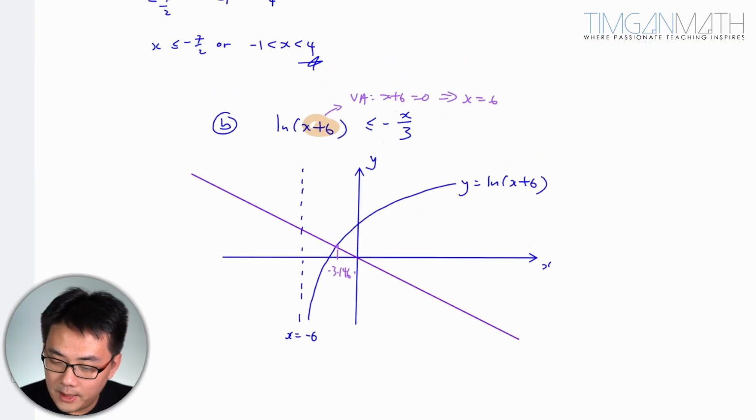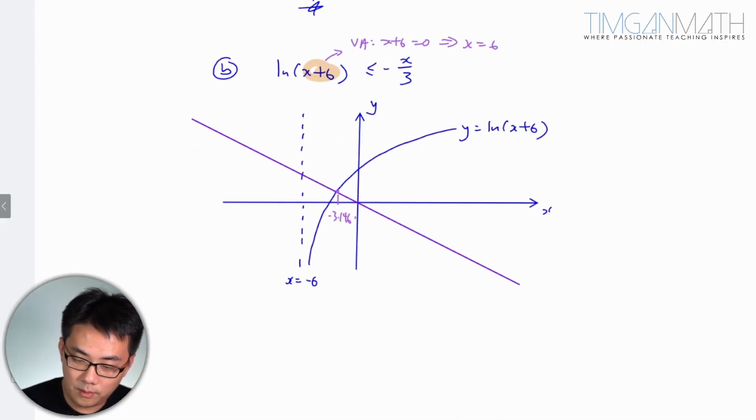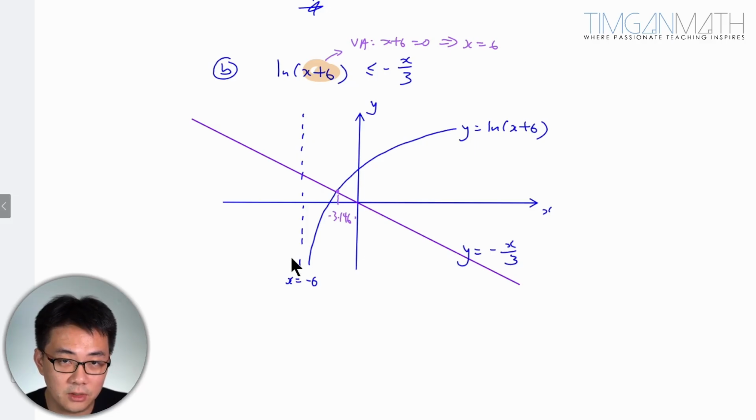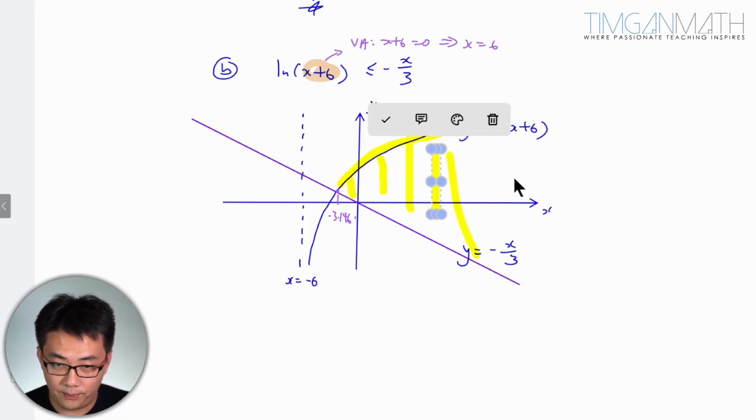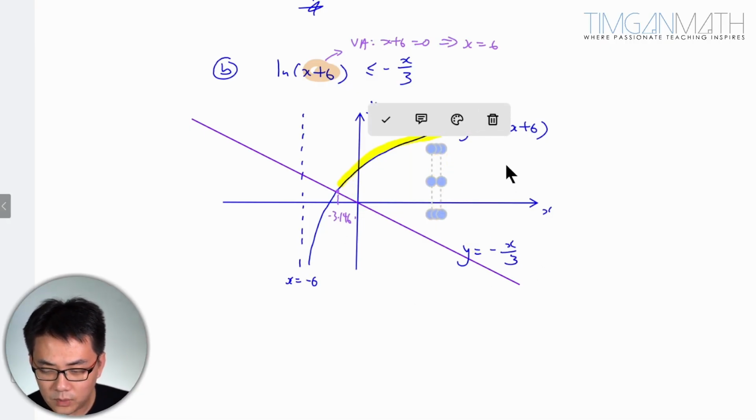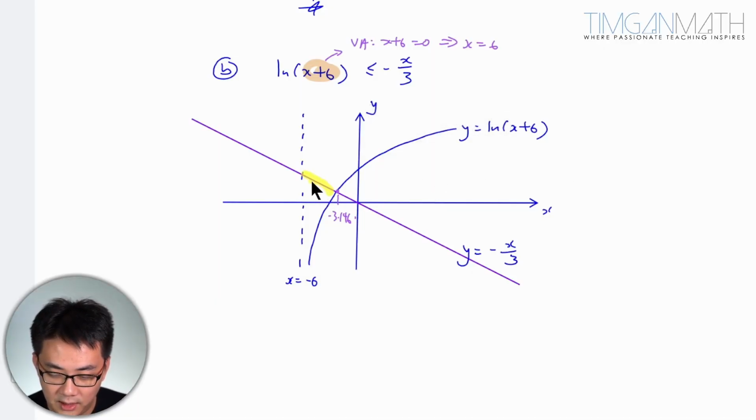Okay, there you go. Now, once done, you ask yourself, you want the graph of negative x over 3 to be bigger than this graph here. Meaning to say, this straight line has to be above this line here, because you want this to be bigger. Now, this part here, the ln graph will be above the line, so this is not what we want. What we actually want is when this line here is above the ln graph. So it's this region here.